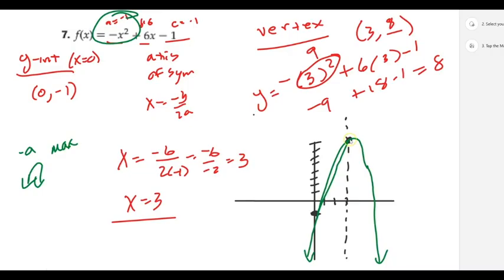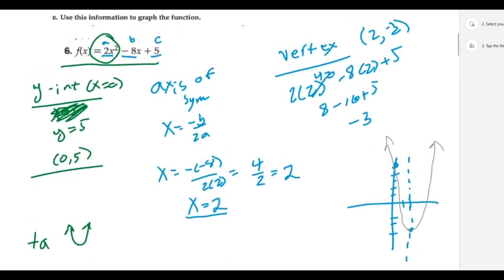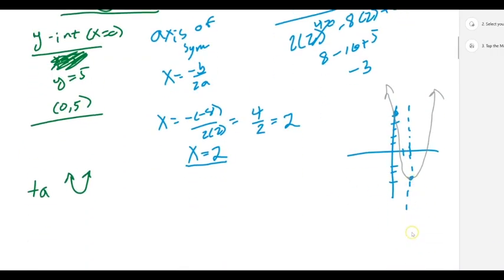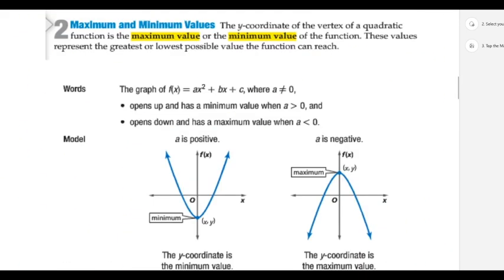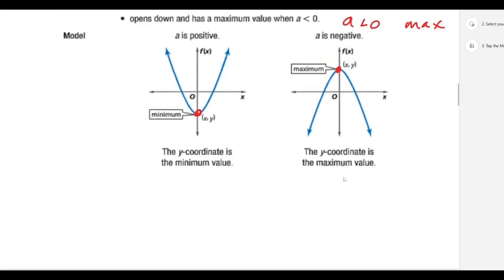Can't go higher than that point right there. When a is positive, you open up. You have a minimum point. And that's leading to our next thing. How do you find the maximum value of something? Well, they're just the vertexes. When a is positive, you have a min. When a is negative, you have a max because it opens down. If you want to find the max or min value, all you have to do is find the vertex.